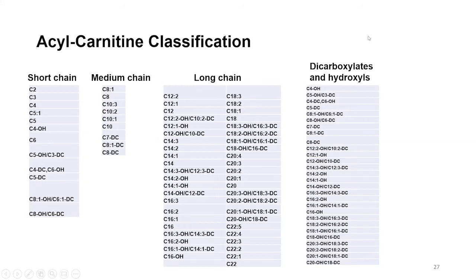And the other big class are all these things that have OH and DC. I call them the dicarboxylates. The DC here, that's a suffix. The DC suffix stands for dicarboxylate. So these are dicarboxyl fuels, and I'll explain in a bit. And the OH is for hydroxyl, so hydroxylated fuels. And again, I'll explain the meaning of that in a bit.